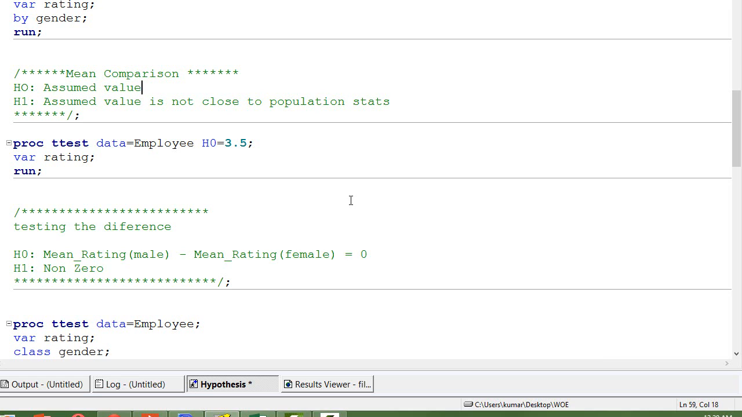Hypothesis testing is used to confirm that the sample statistic represents the population statistics. So whatever study we're doing with a few hundred employee observations actually represents the entire population and the whole number of employees. It could be in thousands or lakhs.